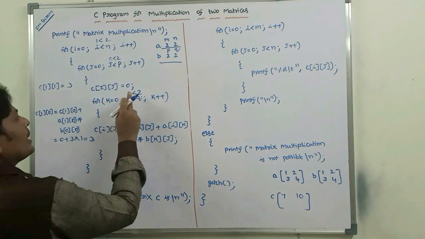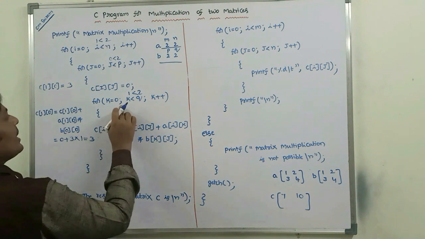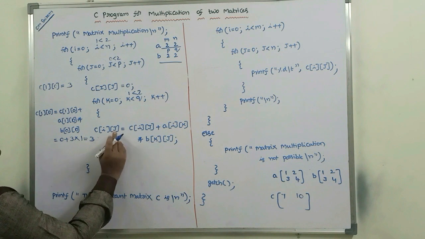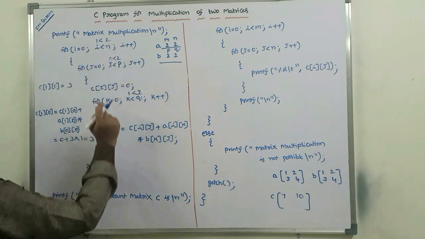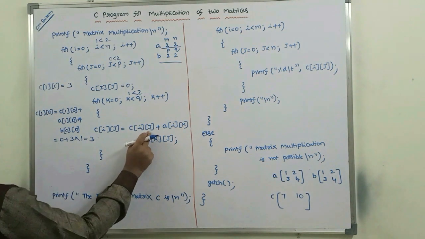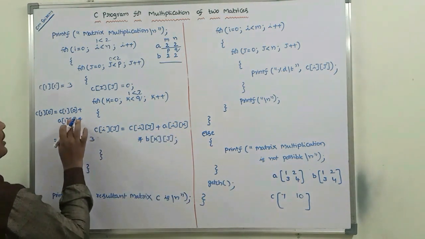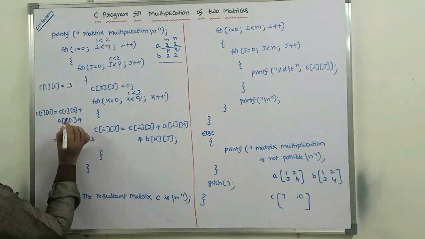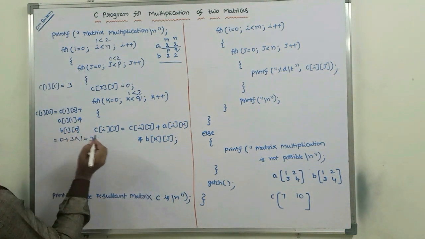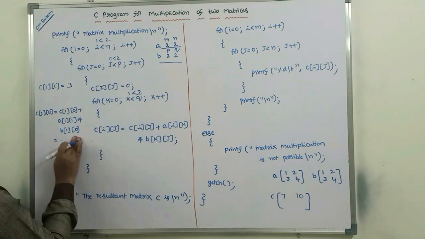Okay. Next, k value is incremented. Now k value 1. 1 less than 2. Condition true. Now C of the same 1, 0 we have to calculate. I value 1, j value 0: C of 1, 0 is equal to C of 1, 0 plus A of I value 1, k value 1 into B of k, j, that is k value 1, j value 0. Okay. Now what is the result we are getting?